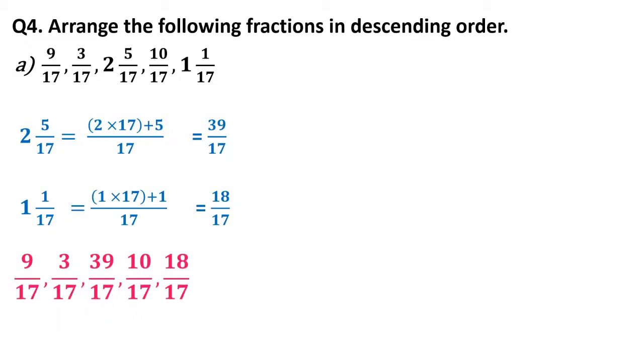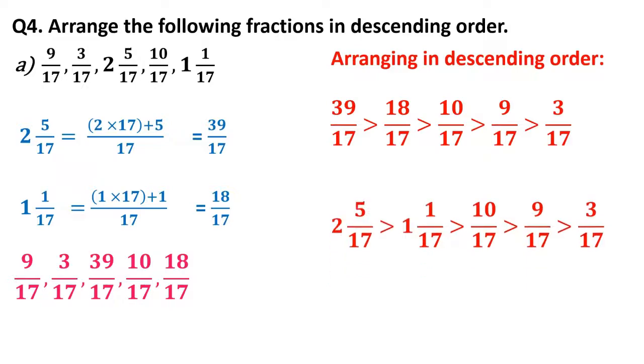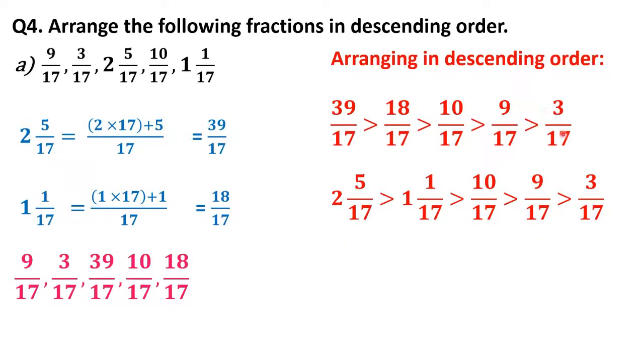Okay, so now our fractions are 9 by 17, 3 by 17, 39 by 17, 10 by 17, and 18 by 17. Now we will compare the numerators. So which one is bigger, which one is smaller, and accordingly we will arrange it in the descending order. So this is our descending order rearrangement.